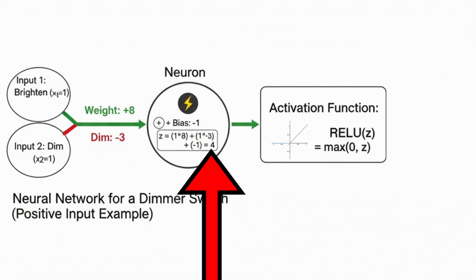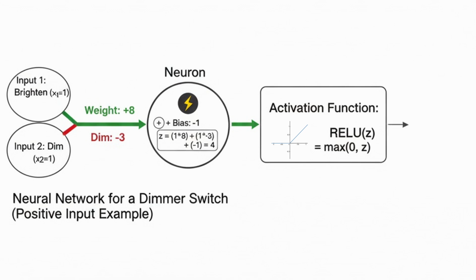Step 5. Apply the ReLu rule. It checks, is my input greater than 0? Since Z is equal to 4, ReLu outputs 4. The light bulb turns on, shining with brightness 4. Positive signals pass right through untouched.